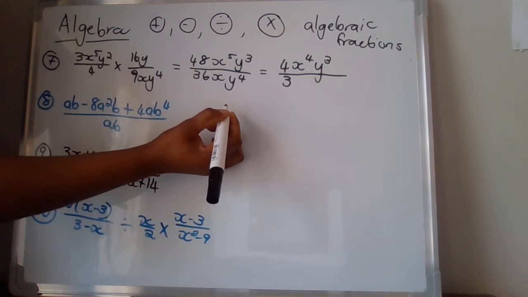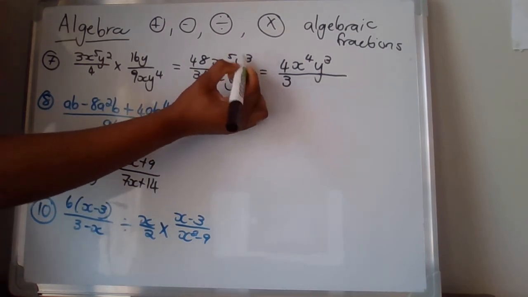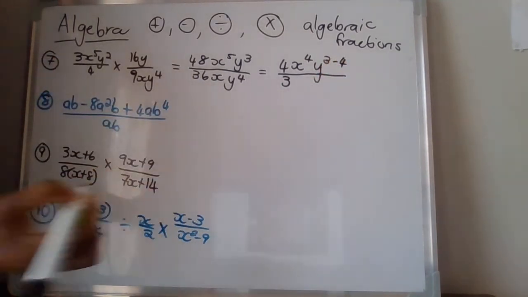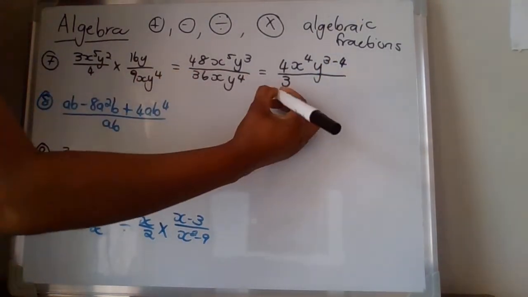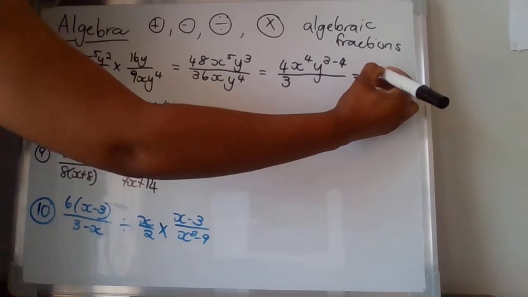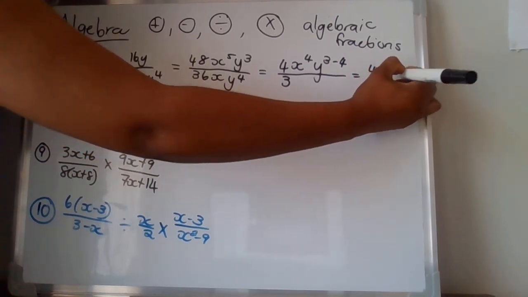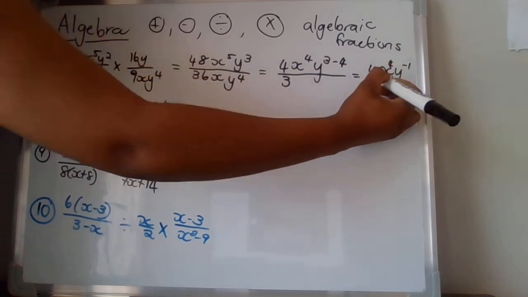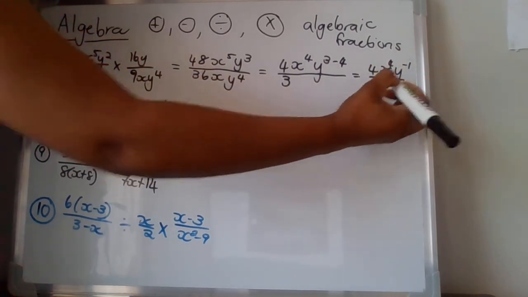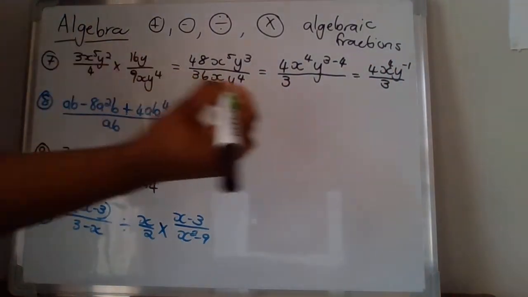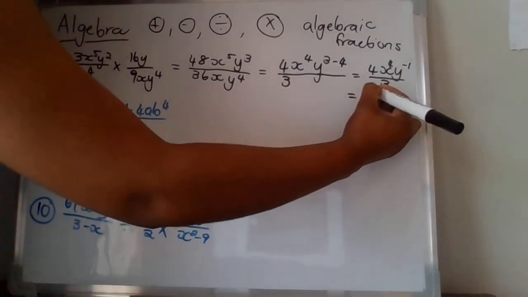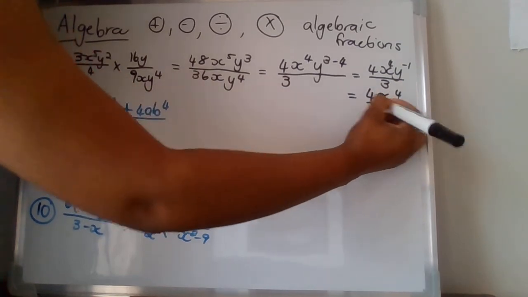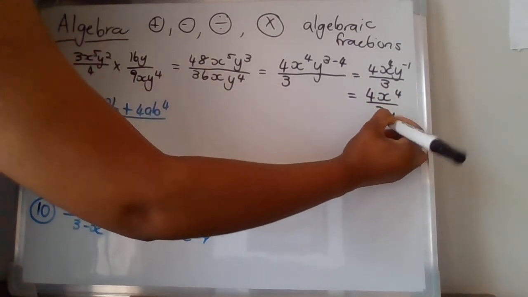And what are the laws of exponents? If I'm dividing, then I subtract my exponents. So it's 4 minus 3, which leaves me with 4x to the 4, y to the power of minus 1 over 3. And I must leave it in positive exponent form. So my final answer is 4x to the power of 4 over 3y.